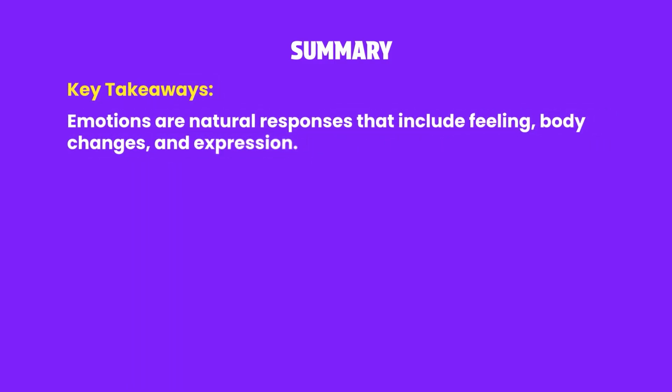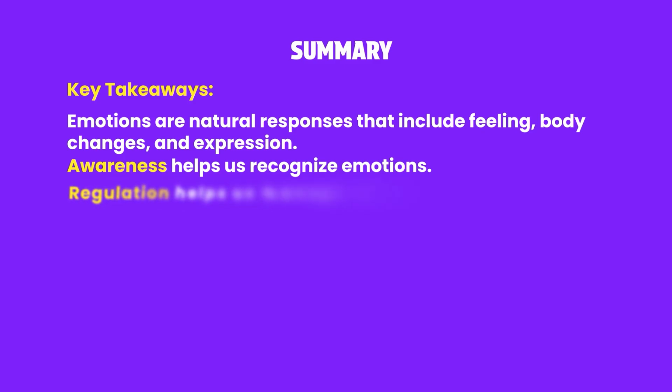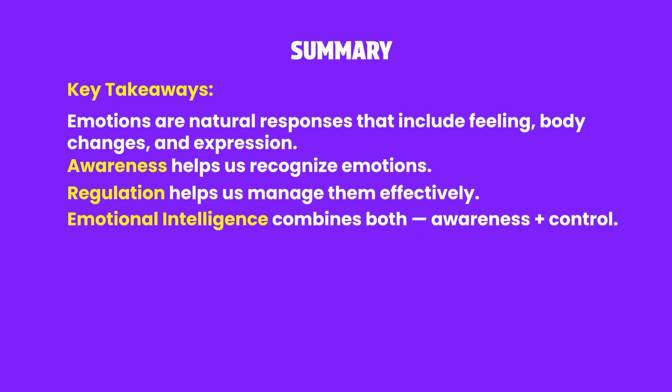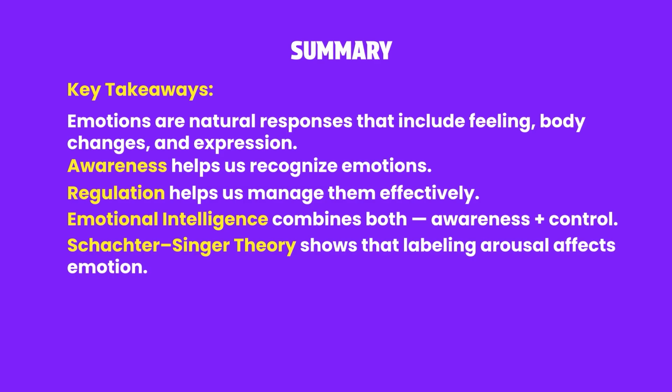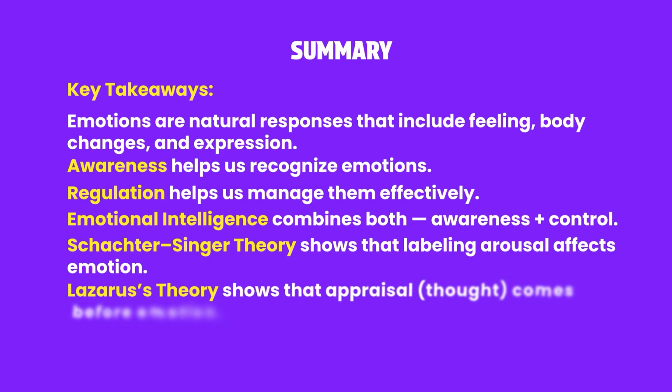When we talk about emotional awareness and regulation, there are certain things that we need to understand. Emotions are natural responses that include feeling, body changes and expression, and the second is awareness, which helps us to recognize emotion. Then regulation helps us to manage them effectively, and emotional intelligence is a combination of both awareness and control. The Schachter and Singer theory shows that labeling of arousal affects the emotions, and the Lazarus theory shows that the appraisal comes before the emotions.